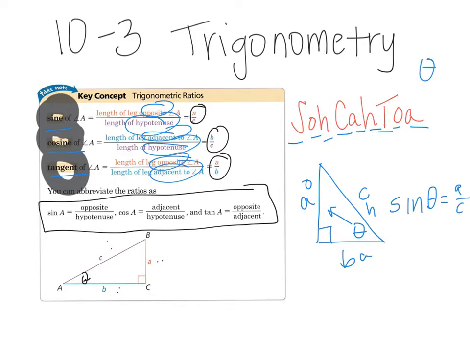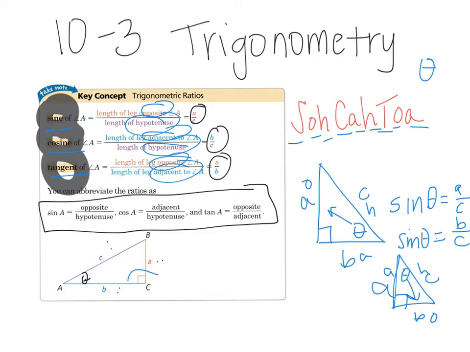But let's say we had that same triangle, and theta is up here. Same markings, A, B, and C. Well, now the sine of theta is, here's opposite, here's adjacent, here's hypotenuse. Now it's B over C. So it's important that you find the location of the angle measure when you're doing trig ratios in order to make sure that you write it correctly.